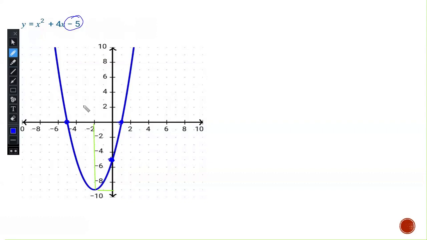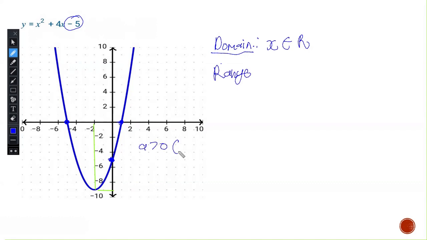Okay, when you are done sketching, you should answer questions on the domain and range. I did mention that the domain of any parabola graph is always x is an element of the real numbers. Do not be confused. But when it comes to the range, remember it depends on whether your a is greater than 0, positive, or your a is less than 0, negative.